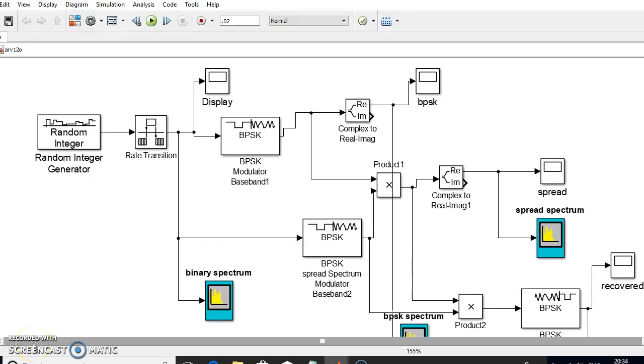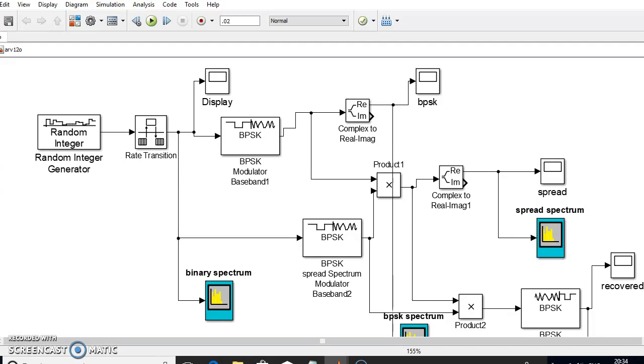Hello folks, here we show the use of spread spectrum. The input digital signal is in the form of a random integer, which is given to a BPSK modulator, and then part of the signal is given to a BPSK spread spectrum modulator. Both are multiplied using a multiplier, and then we take complex to real imaginary part to see the spread spectrum part, and then we can see the spread spectrum in the frequency domain.